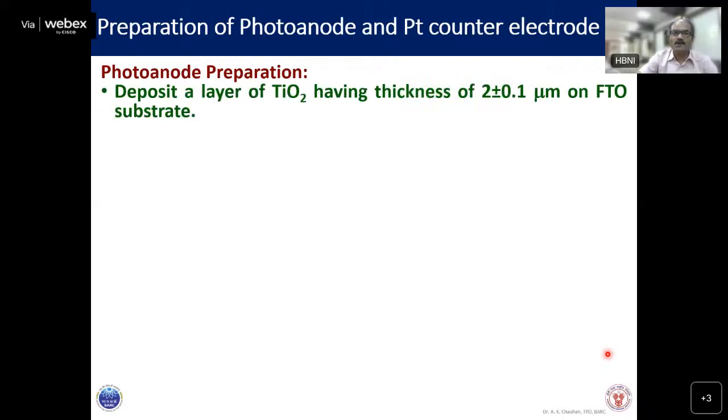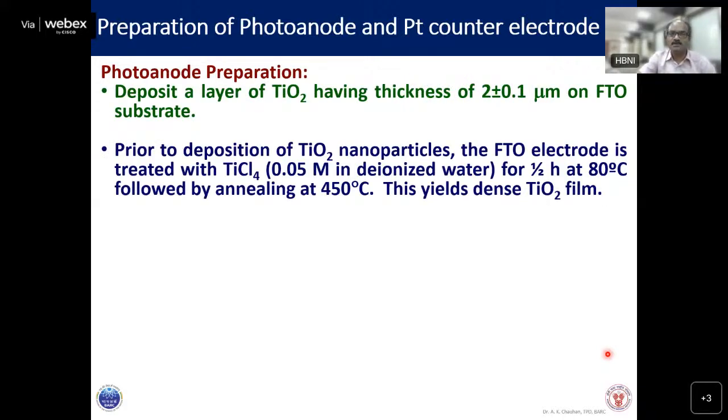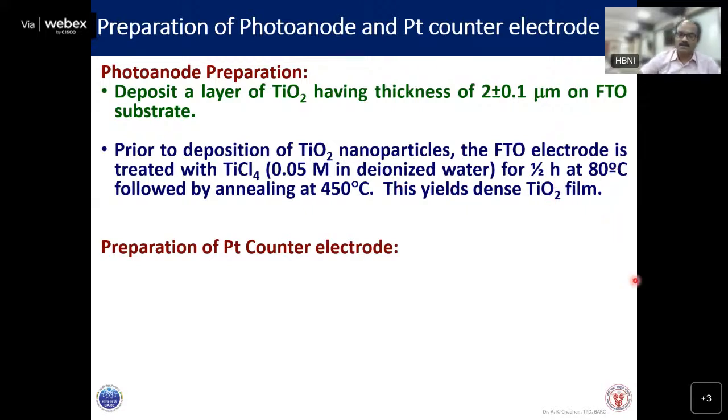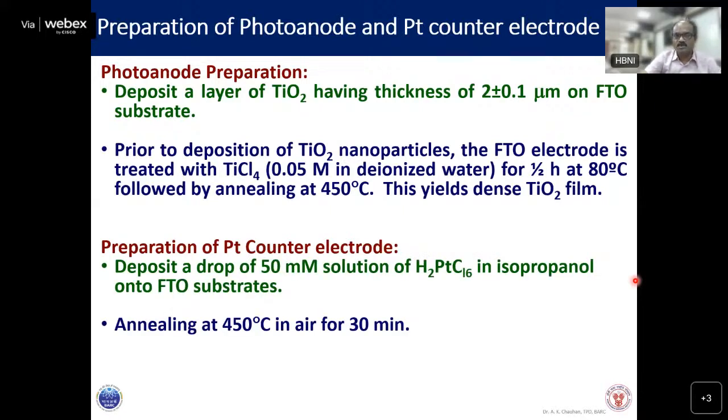Now, how do we prepare the photoanode? So, as I said, this is a deposited layer of TiO2. These are the fine details of the thickness on FTO. It is dipped in TiCl4 for half an hour at 80 degrees centigrade, and after that it is annealed at 450 degrees centigrade. So this is the process by which these are prepared.